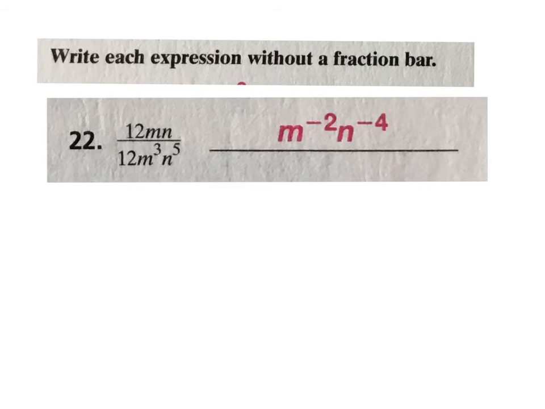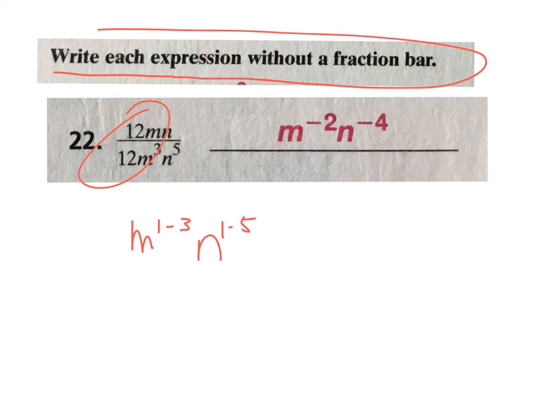And the last one's on your Class Kick here. 12 divided by 12 is the number 1, so not to sweat that. We have m to the 1 minus 3, and n to the 1 minus 5. And notice, by the way, this one says without a fraction bar. Do it without a fraction bar. So we're going to have m to the negative 2 and n to the negative 4.